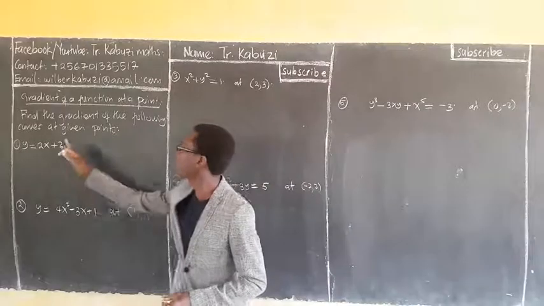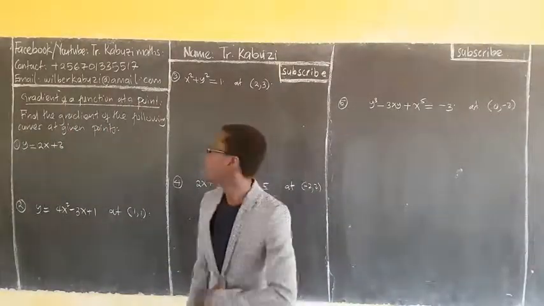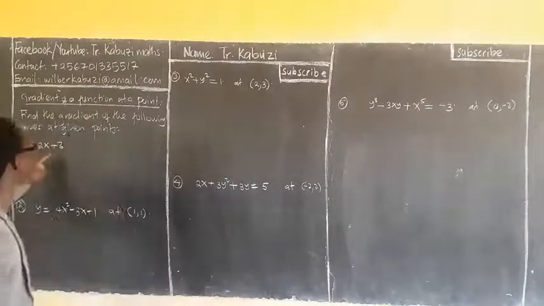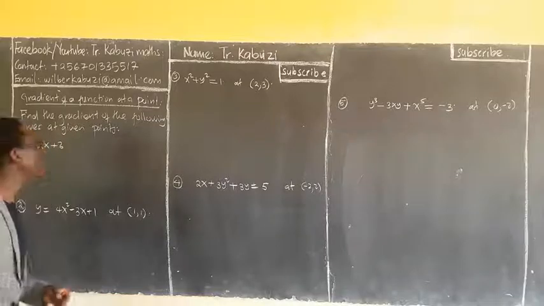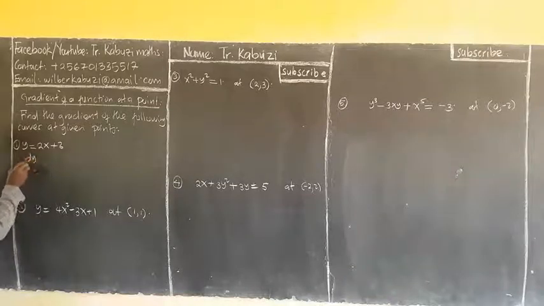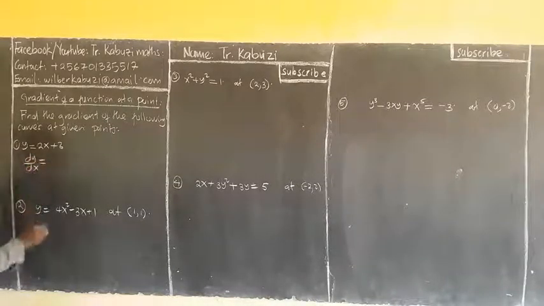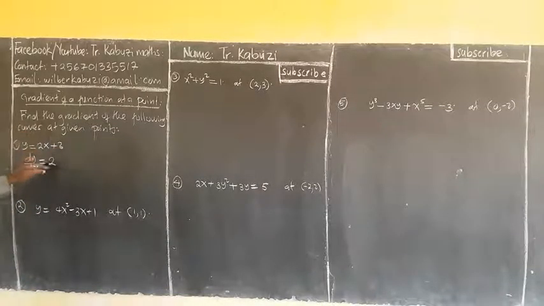Today we are going to see how we differentiate functions to get their gradient. The question is: find the gradient of the following curves at given points. In order to get the gradient of a function, we differentiate that function. If I differentiate y with respect to x, I get 2. When I differentiate a constant, I get 0. So the gradient of this function is 2, and since it's a line, the gradient is 2.